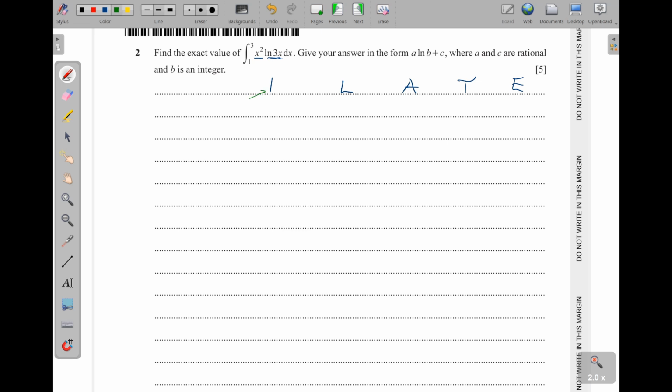So this one here, the I represents inverse trigonometric functions. Then this one here represents logarithmic functions. A here represents algebraic functions. T here represents trigonometric functions. Even inverse trigonometric functions are trigonometric functions, but those ones are dealt with differently. So that's why we have that I there. E is exponential functions.